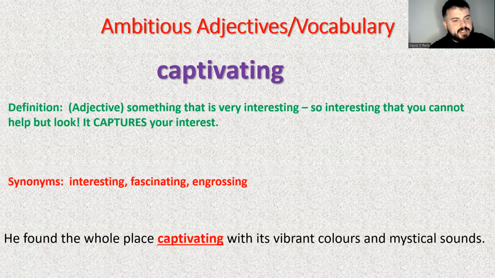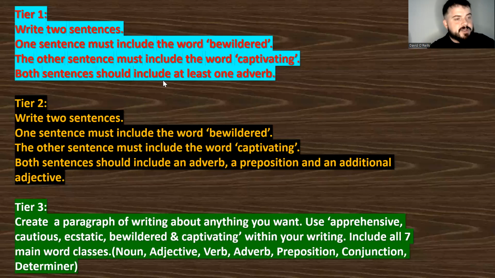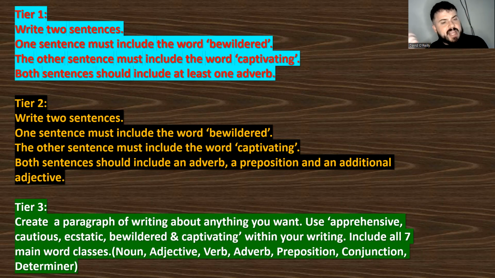Your task is, there's 3 different tasks. Tier 1, can you write 2 sentences? One sentence must include the word bewildered. The other sentence must include the word captivating. Both sentences should also include an adverb. Tier 2, write 2 sentences. One sentence must include the word bewildered. The other sentence must include the word captivating. Both sentences should include an adverb, a preposition, and an additional adjective. Okay, so not just the words that we're using, the new words that we've got, but another adjective.